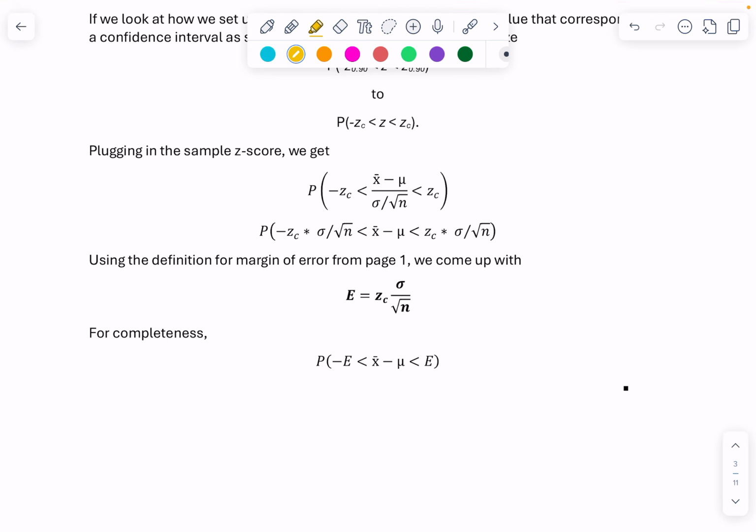And basically after this little convoluted margin of error derivation, we come up with this bolded equation, which is the golden equation for us to learn for the margin of error, where we're taking the critical value and multiplying it by the population standard deviation and then dividing by the square root of the sample size, okay?